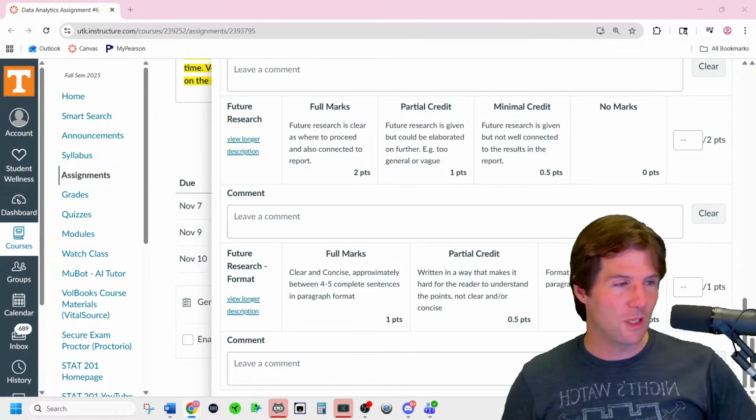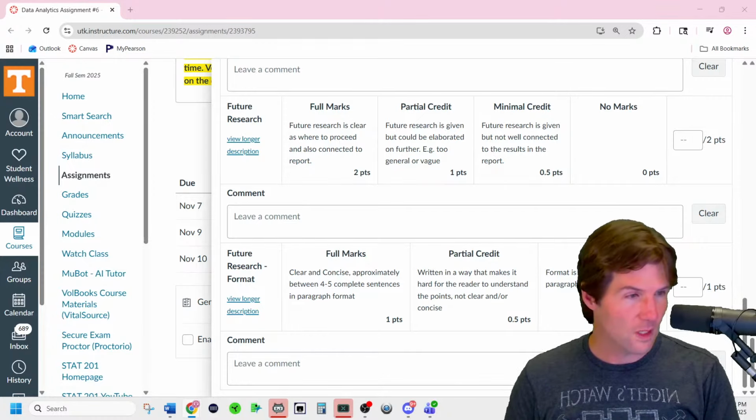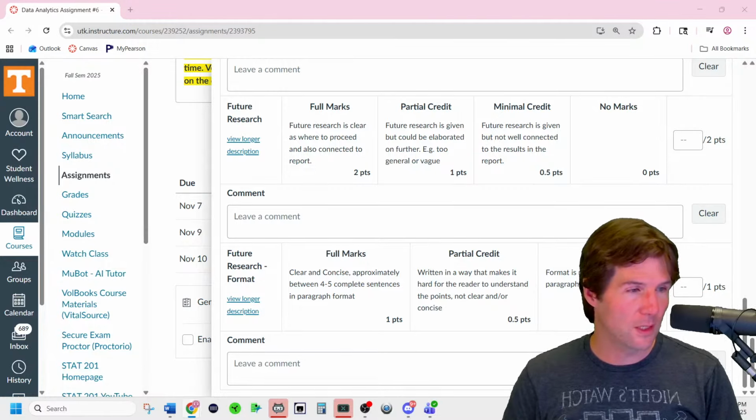So how to do the assignment. How do you do this assignment? Let's put a note in here. How do you do the assignment? Stat 201, data analytics 6, how to complete.